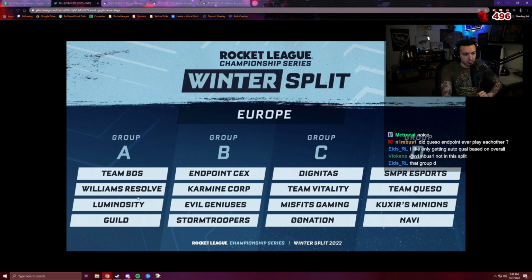So excited to see who comes out on top between these two, and if anybody can upset. I think Guild's just in trouble. The fact that Guild made it is also improvement, so good for them. This is a pretty tough group. I think Group B is actually really tough. Endpoint continues, hopefully, to show that they're a top 3 team.